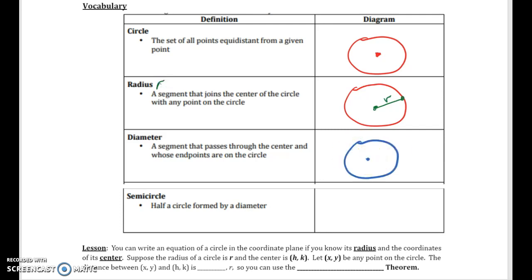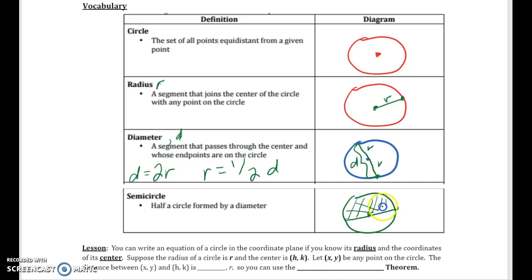And the diameter is a segment that starts at one point, passes through the center, and goes to the other edge of the circle. And we know that the diameter is 2 times r, or the radius is 1/2 of the diameter. So r, and the entire segment that passes through the center is the diameter. And we have a semicircle, which is created by a diameter, which is half the circle.